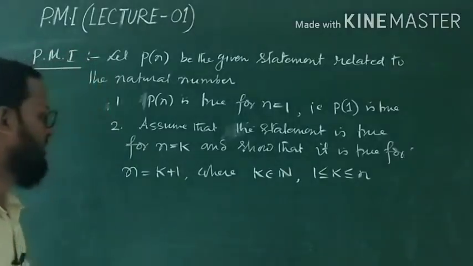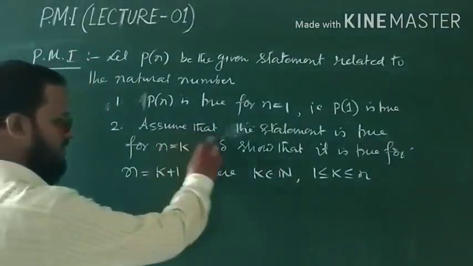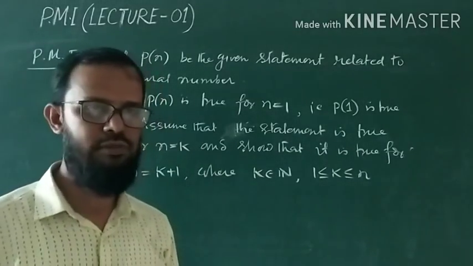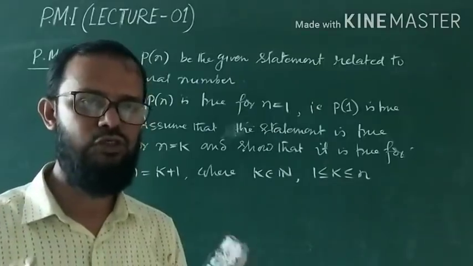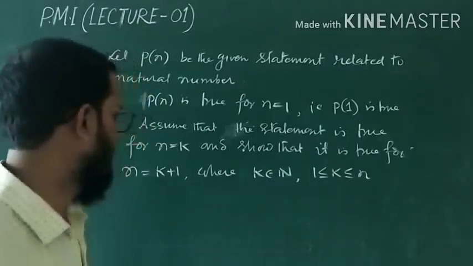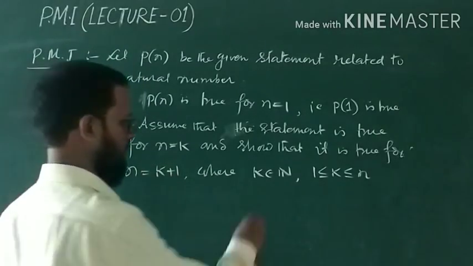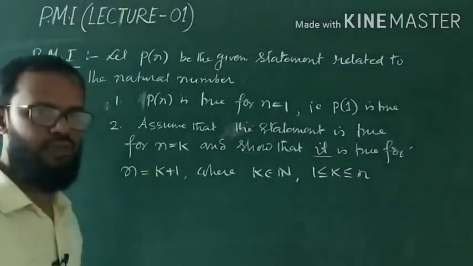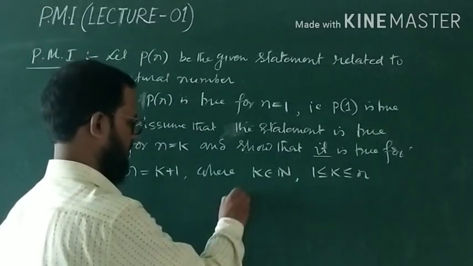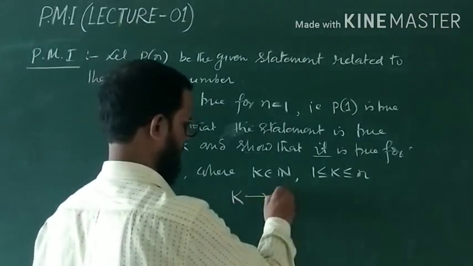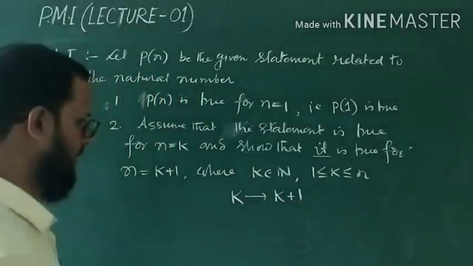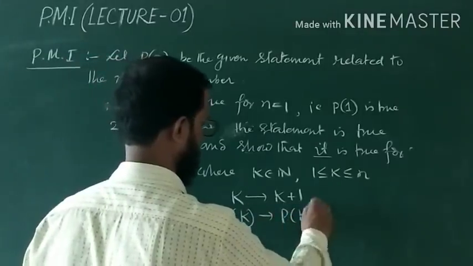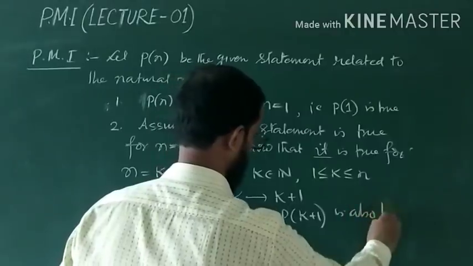So what is our work? Assume that the statement is true for n equal to k. Whatever the statement is, we suppose that it is correct for n equal to k. We have to suppose that. And after supposing, we are going to prove that this statement Pn must be true for n equal to k plus 1, meaning the next natural number. We suppose that it is true for k, and from here we have to prove that it is true for k plus 1. It means if Pk is true, we have to prove that Pk plus 1 is also true.